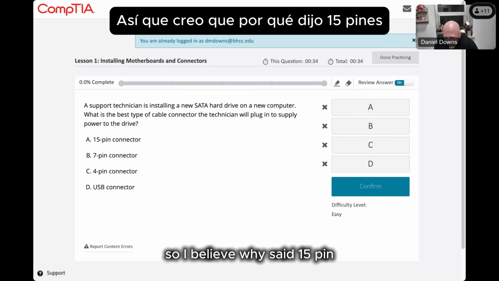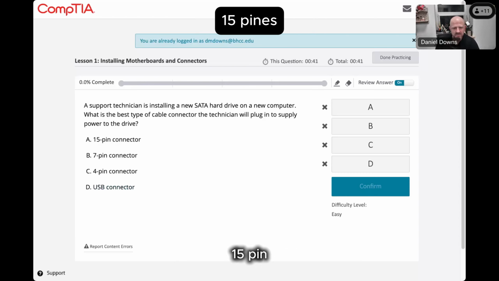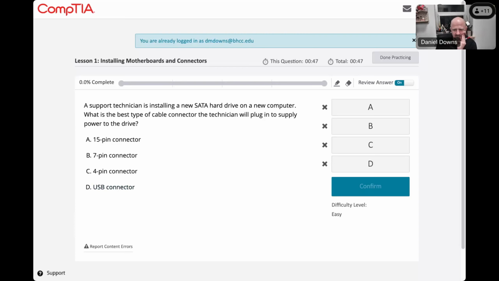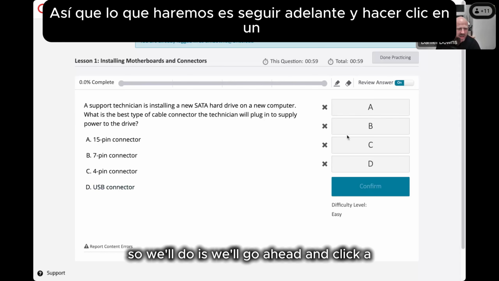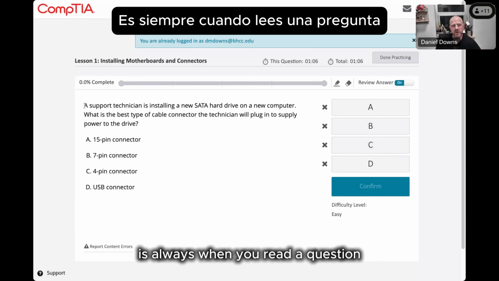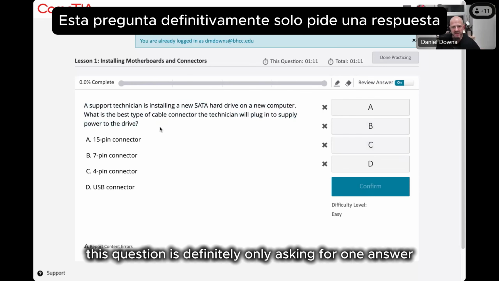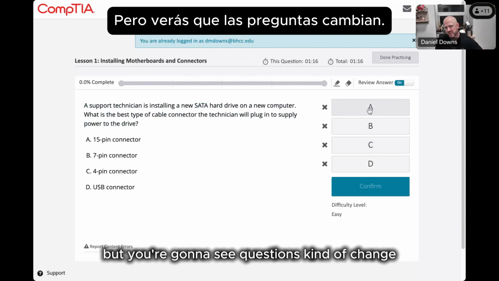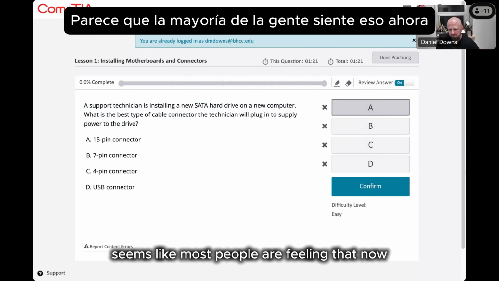So I believe Y said 15 pin. Anyone else want to throw a guess in there? 15 pin, 4 pin, A, C, 4 pin. So we've got a couple people for A. So what we'll do is we'll go ahead and click A. Now, the thing I want people to start recognizing is always when you read a question, always just make sure it's confirming one answer. This question is definitely only asking for one answer, but you're going to see questions kind of change. So just make sure. I'm going to pick A, 15 pin. Seems like most people are feeling that.